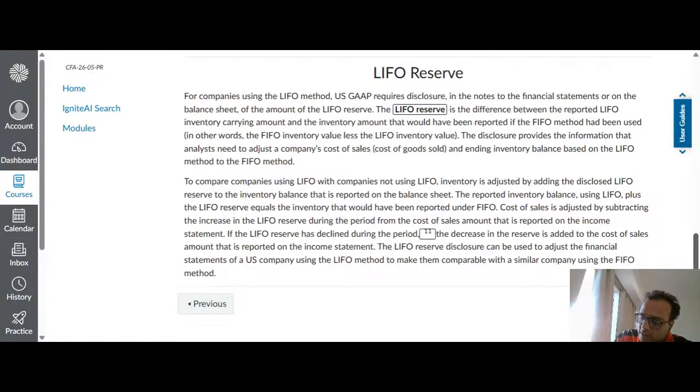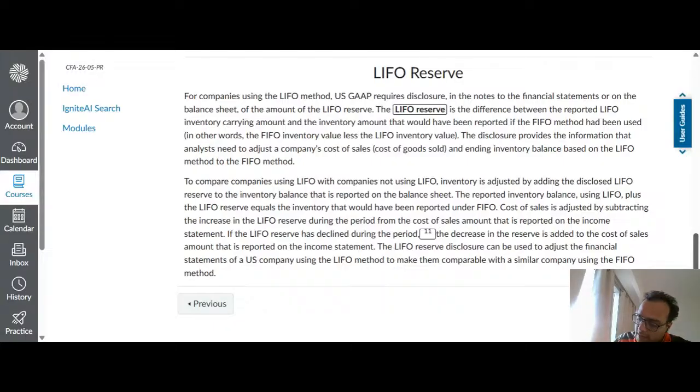LIFO reserve is the difference between FIFO and LIFO. It needs to be adjusted. If there is an increase in LIFO reserve, then you will increase the value of inventory, and if you have to increase the value of inventory, it means you will have to reduce your cost of sales.